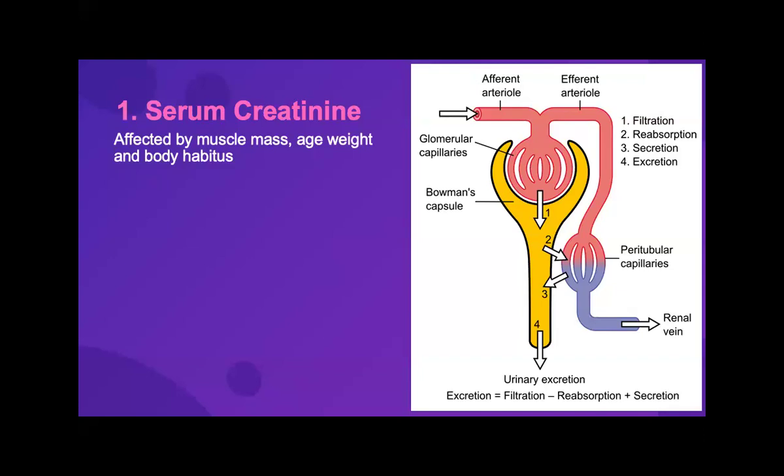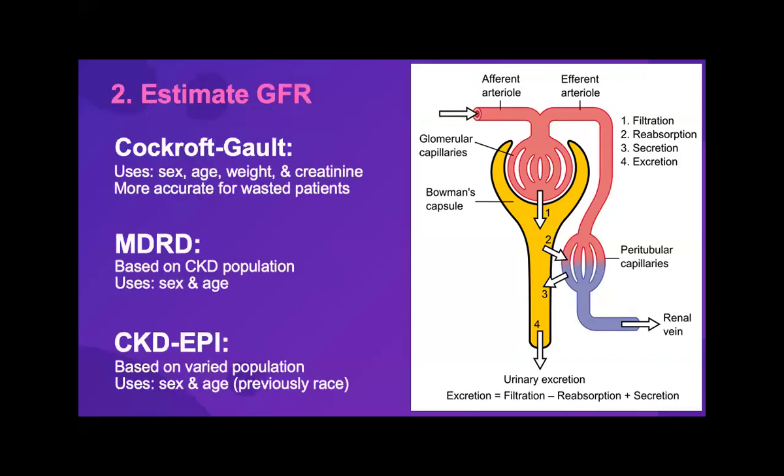So this value varies depending on age, weight, body habitus, and even food consumption. There are a couple of formulas that have been created to try and take into account these variables with serum creatinine. And this is the estimated eGFR. There's a few different formulas. The initial one used is the Cockcroft-Gault formula. This uses sex, age, weight, and creatinine to get the eGFR.